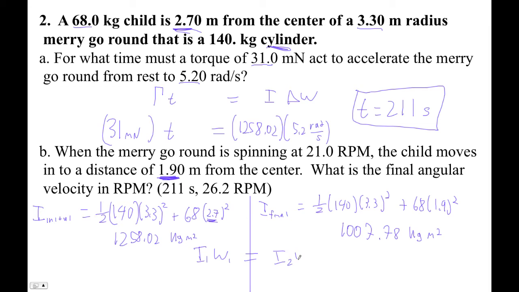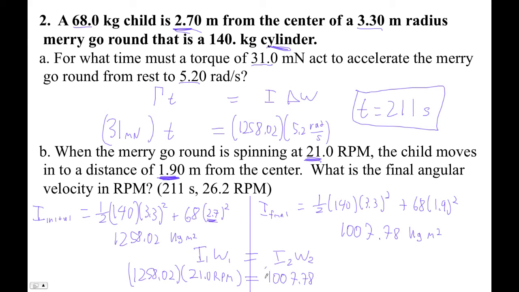This is conservation of angular momentum, right? Okay, we decrease our moment of inertia, therefore we will have increased our angular velocity. So let's see. Okay, so when it's spinning, this is our initial angular velocity, I think, right? It's already going that speed. So I'm going to go 1258.02 times 21 RPM. I'm just putting RPM in there. Okay, equals, you can do this, right?